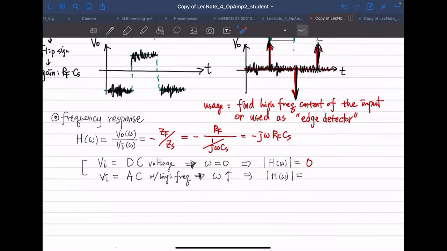And what about the AC with a very high frequency? Then omega is very large, or we can say it's infinite. Then what's the output over input ratio? Yeah, it's going to be infinity.